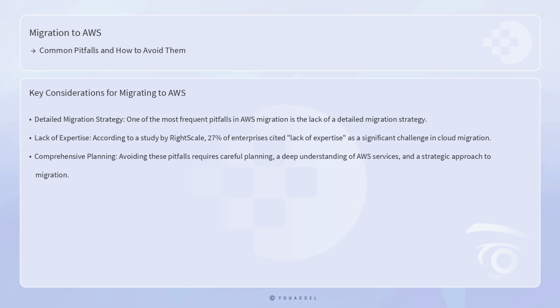According to a study by RightScale, 27% of enterprises cited lack of expertise as a significant challenge in cloud migration. To mitigate this, organizations should invest in training for their IT staff and consider leveraging AWS Professional Services or certified AWS partners who can provide expertise and best practices for a smooth migration.